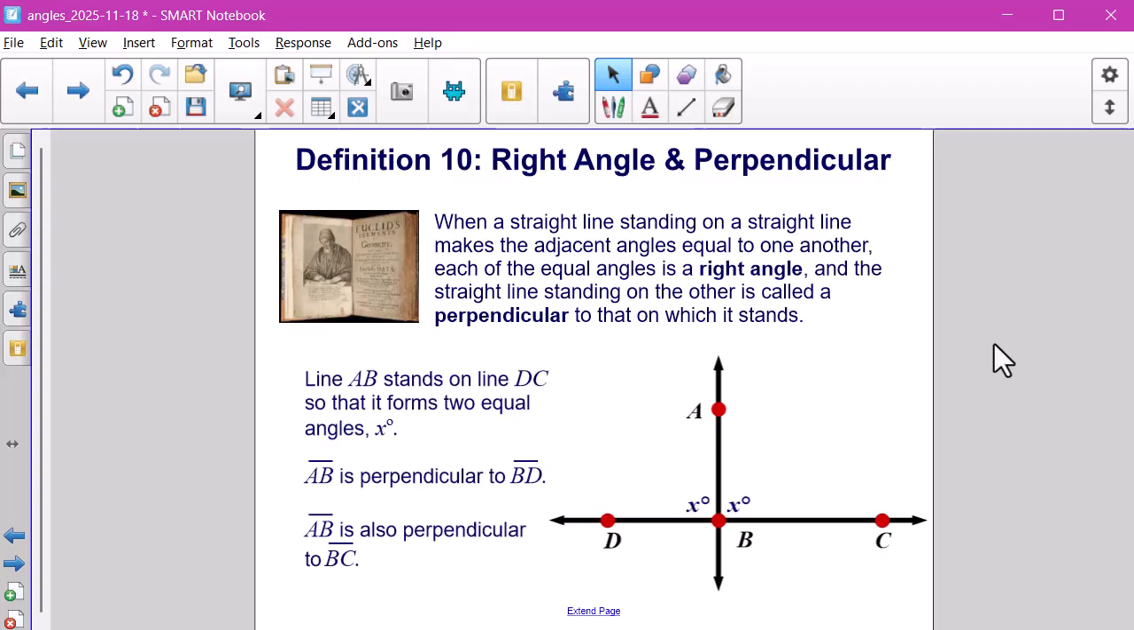When a straight line standing on a straight line makes the adjacent angles equal to one another, each of the equal angles is a right angle, and the straight line standing on the other is called a perpendicular to that on which it stands.